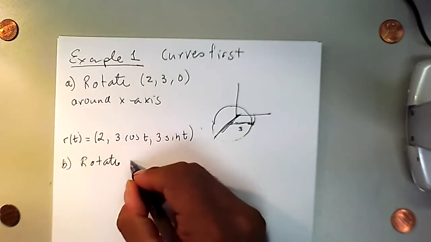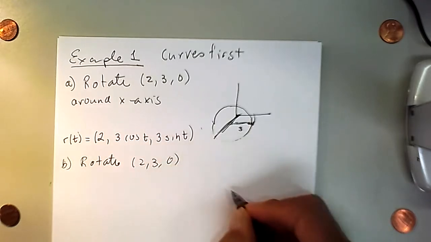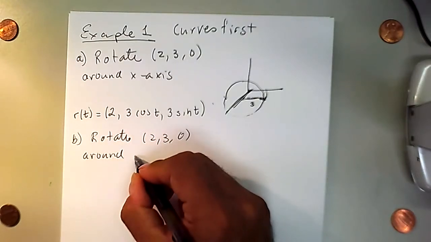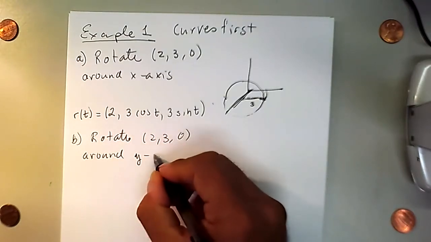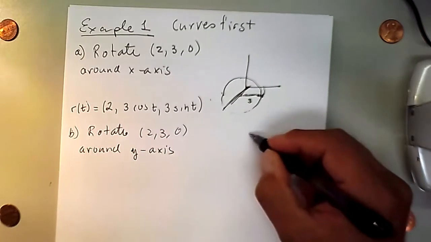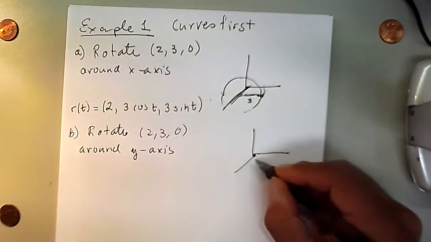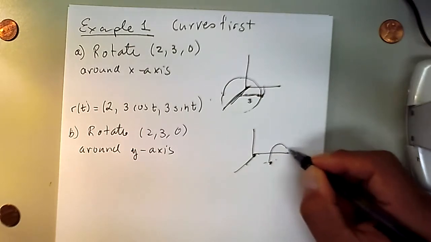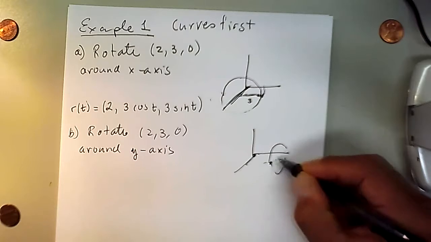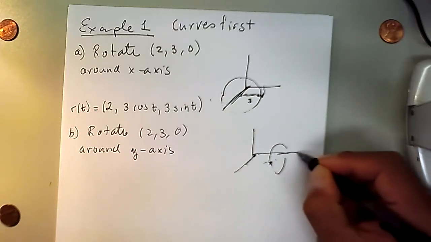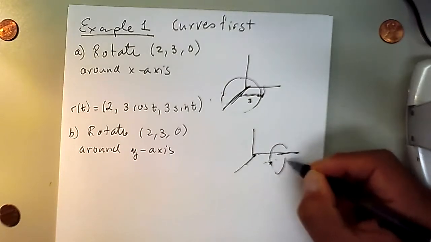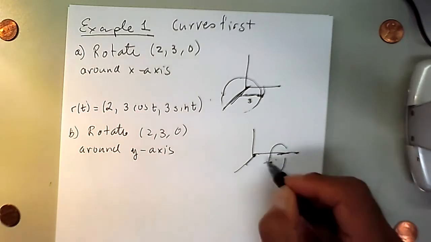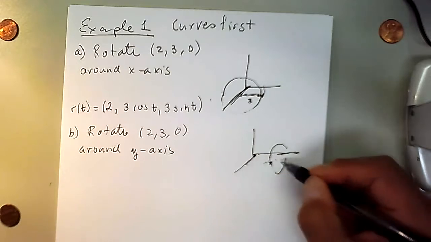B. Rotate 2, 3, 0, same point, around the y-axis. Okay, so we start with the same point, 2, 3, 0, there we are. And now we're going to rotate around the y-axis to get this circle. So the y-axis is the center, and we're going to go around this circle. And we want to know how to go about doing that instead of rotating around the x-axis.